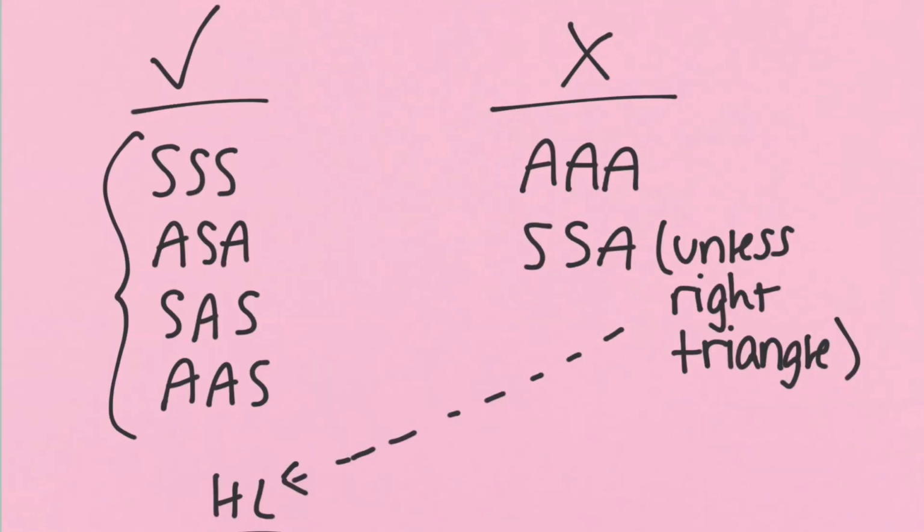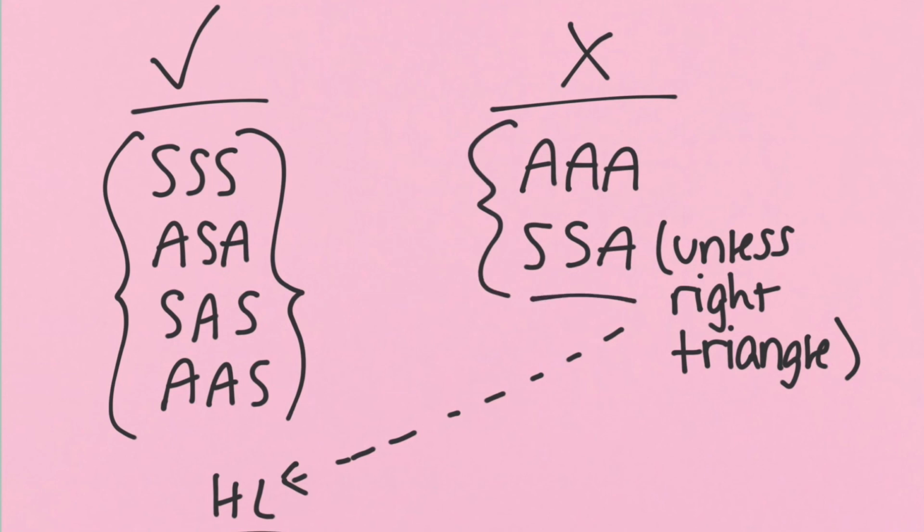And if you didn't see the last video, this page will probably be helpful. We have the ones that we are allowed to have, the ones that we're not allowed to have. Unless it's a right triangle, we call that the hypotenuse leg theorem, and you are allowed to have that to show that two triangles are congruent.